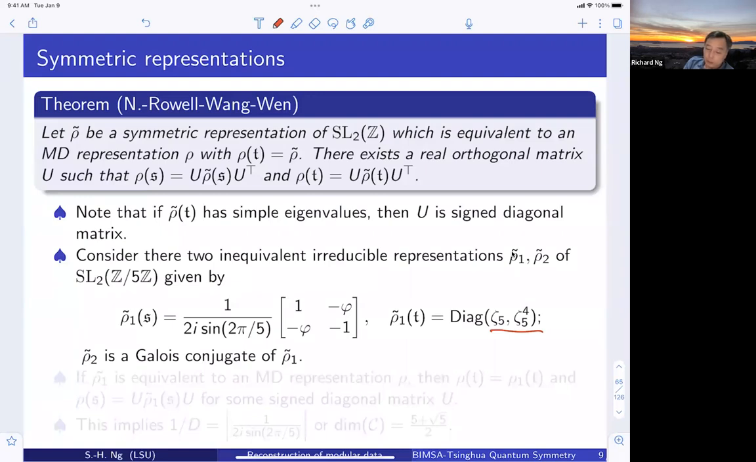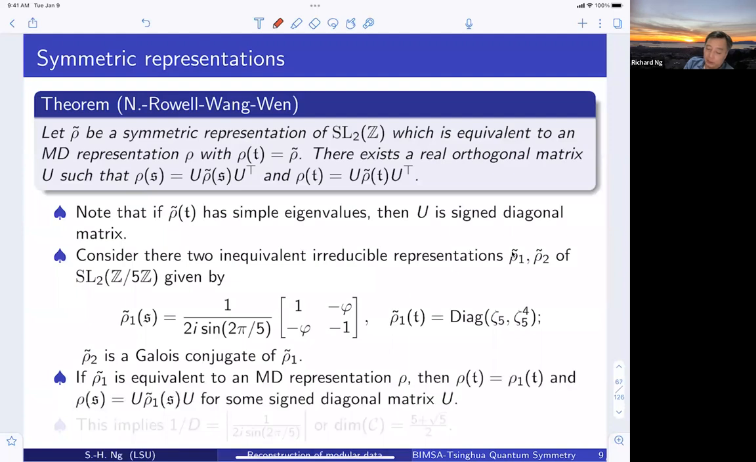Now, this one already has distinct eigenvalues. If it's realizable, then I just need to adjust the sign. It will be a genuine modular data. So first of all, I know that up to a sign, this is already a genuine modular representation. But because the representation is related to the modular data up to rescaling, then we know the dimension directly.